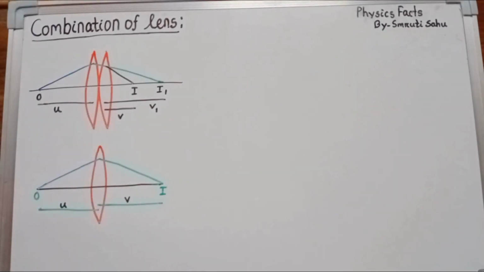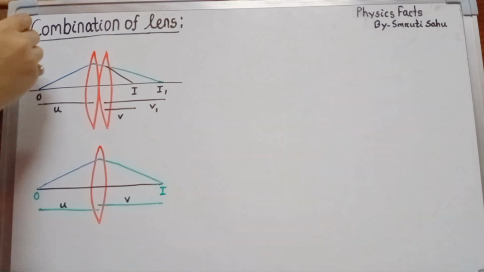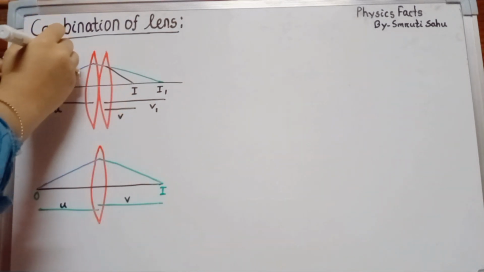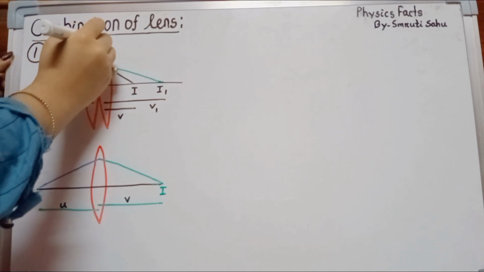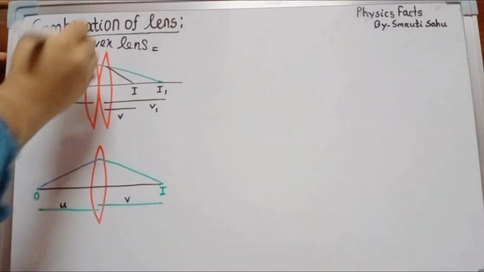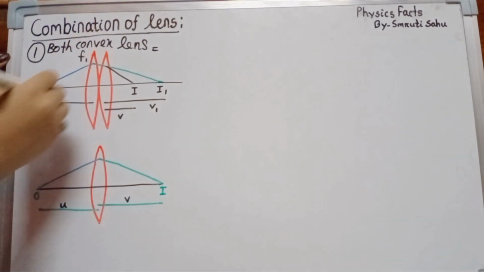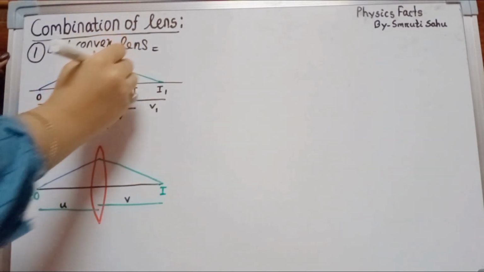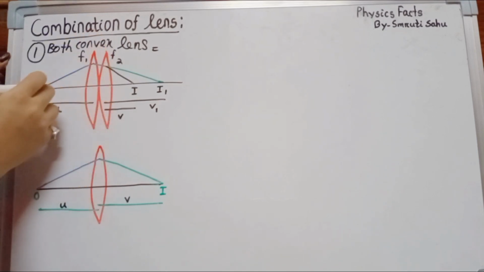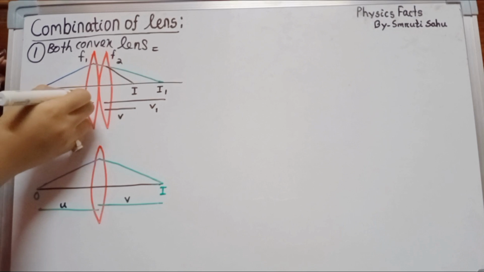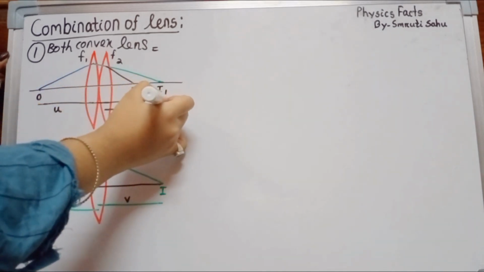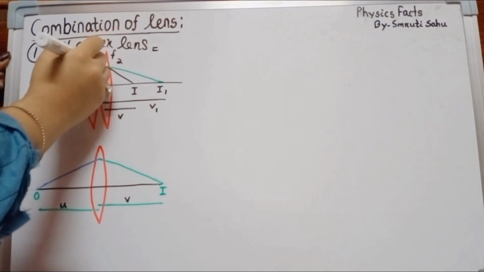Now go to combination of lenses. Here the first case we consider is two convex lenses, both convex lenses. So here what happens, student? We take the first lens having focal length f1 and the second lens having focal length f2. For the first lens, here is the object. This one is the object distance and this one is the image distance. Okay, and focal length f1.